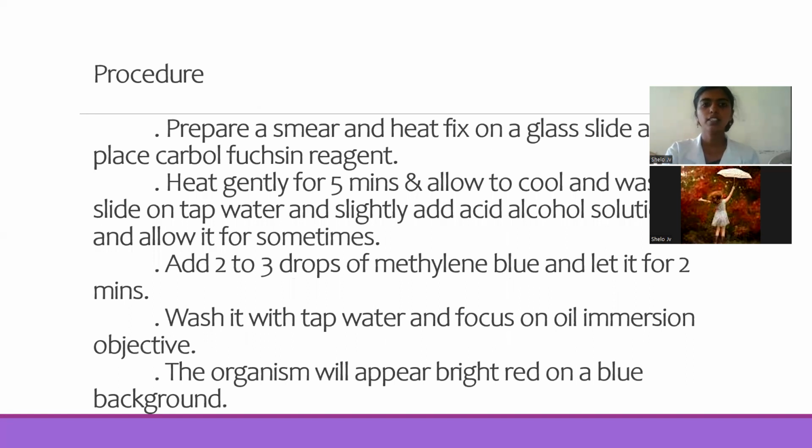Procedure. First, we have to prepare a smear and heat fix it on a glass slide and place carbol fuchsin reagent. Heat it gently for 5 minutes and allow to cool, and then wash the slide in tap water and slightly add acid alcohol solution and allow it for some time. Then add 2 to 3 drops of methylene blue and leave it for 2 minutes. Again wash it in tap water and focus on the oil immersion objective. The organism will appear bright red on a blue background.